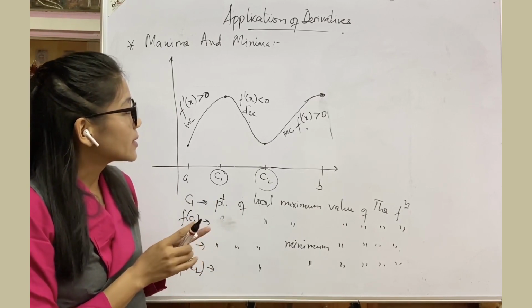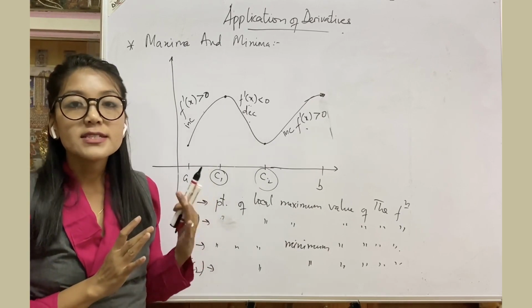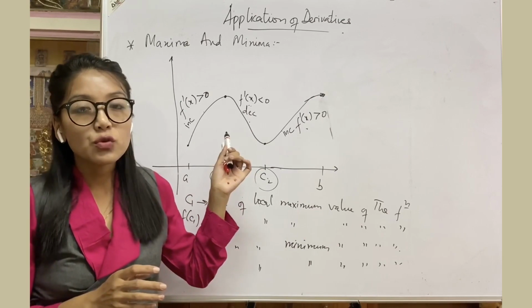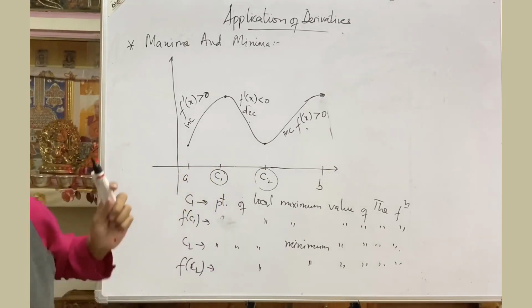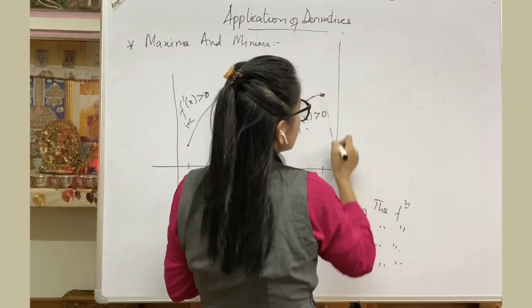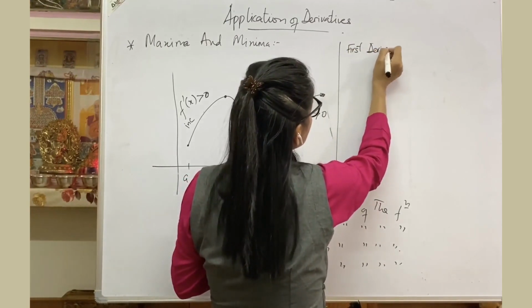Okay, so this method is called the first principle method, because of the first derivative test. We are applying the first order derivative to find the local maximum and local minimum value of the function. So this is what we are going to do. I'll quickly write it here. So this is the first derivative test.